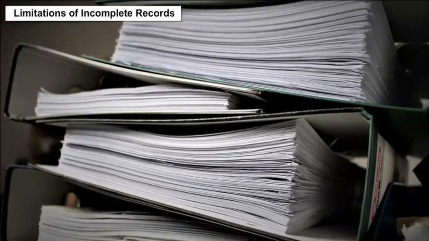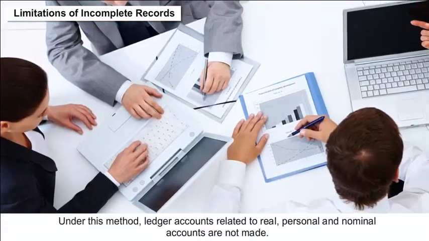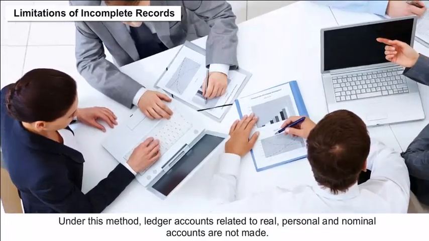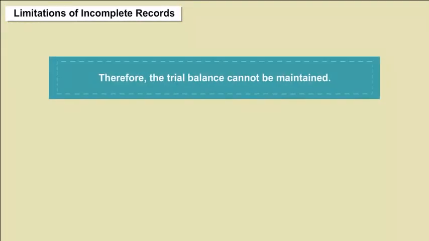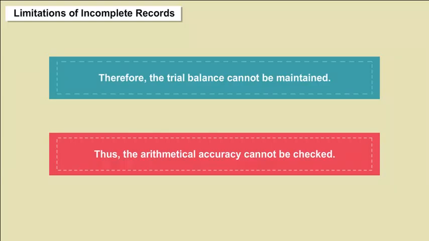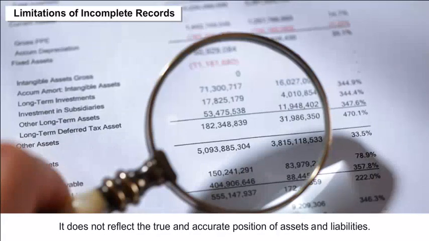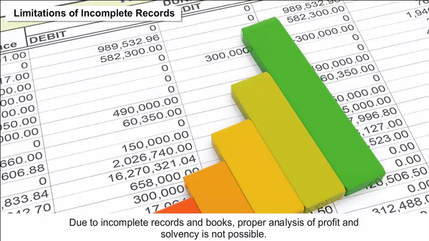Limitations of incomplete records. Under this method, ledger accounts related to real, personal and nominal accounts are not made. Therefore, the trial balance cannot be maintained. Thus, the arithmetical accuracy cannot be checked. The profit here is based on estimation, hence it cannot be relied upon. It does not reflect the true and accurate position of assets and liabilities. Due to incomplete records and books, proper analysis of profit and solvency is not possible.